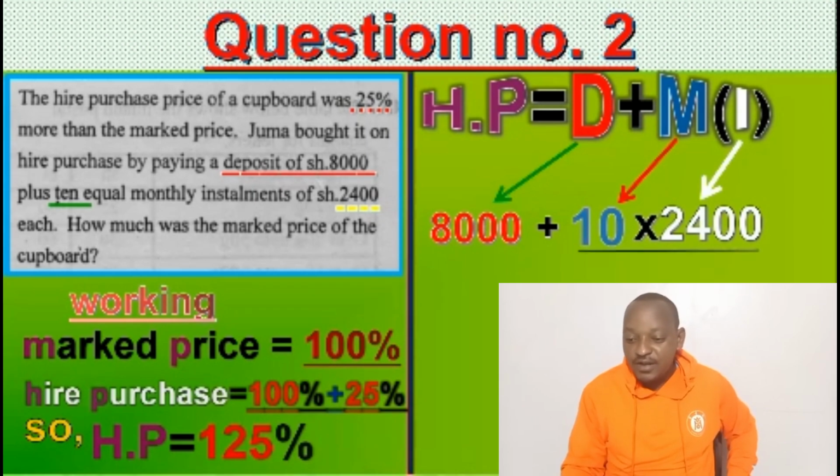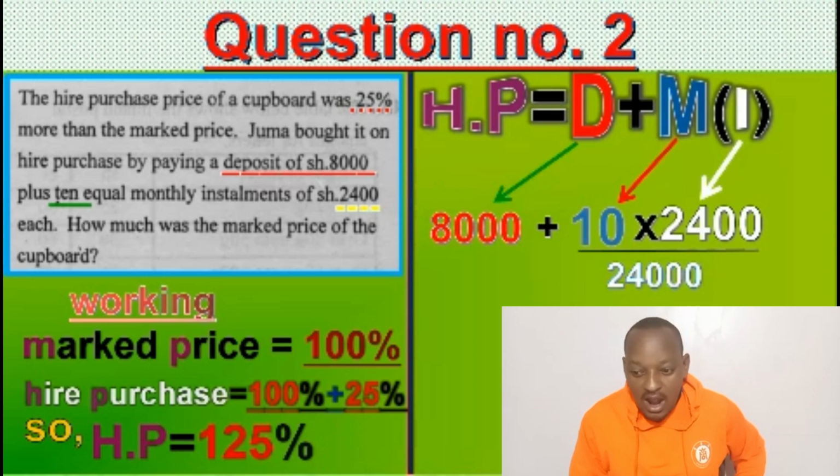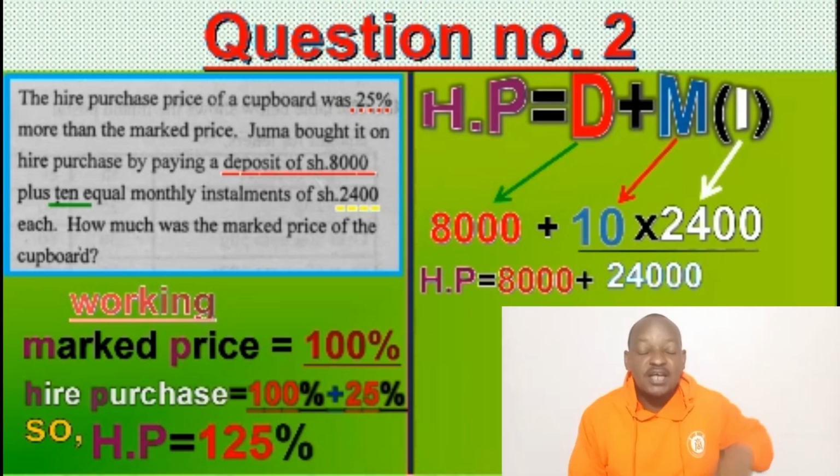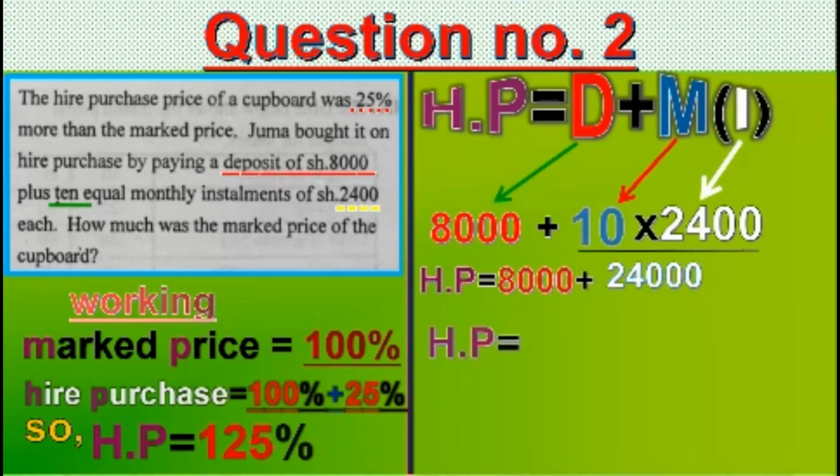We first work out here. This is 10 times 2,400. That is 24,000. Yes. Then we say plus 8,000. So our hire purchase price was 8,000 plus 24,000, which is 32,000. That is the hire purchase.